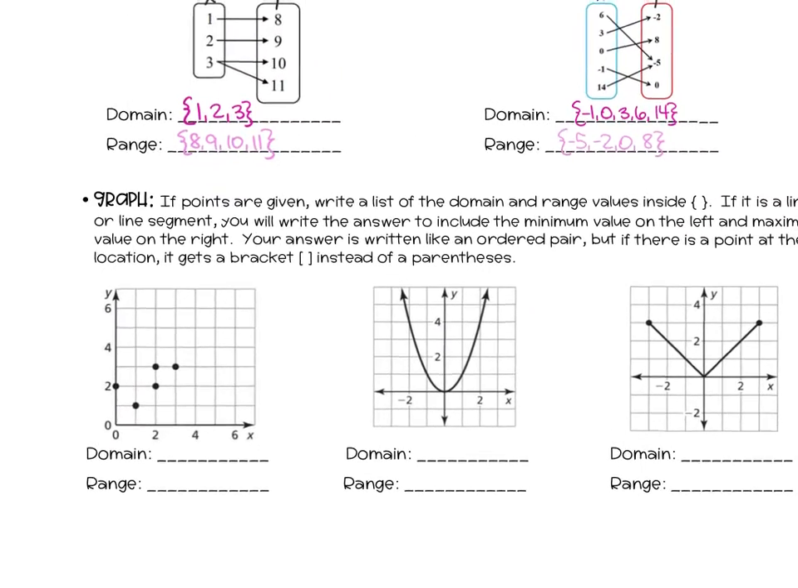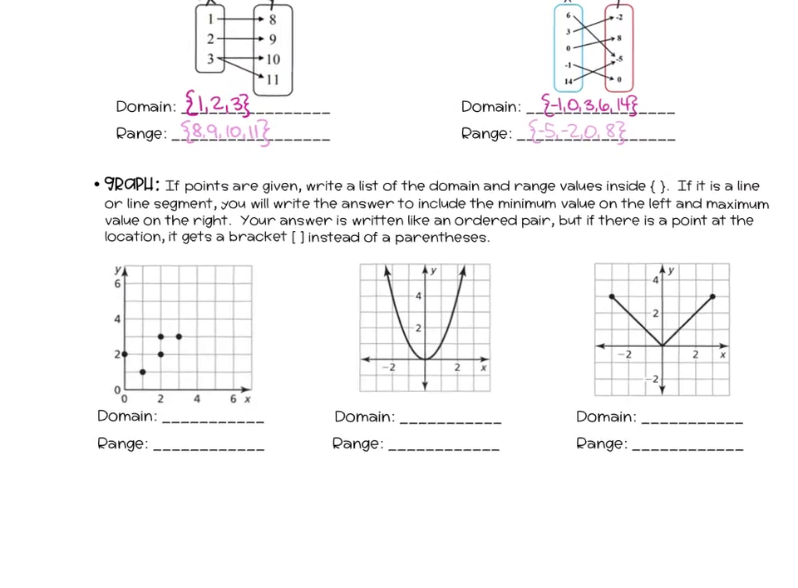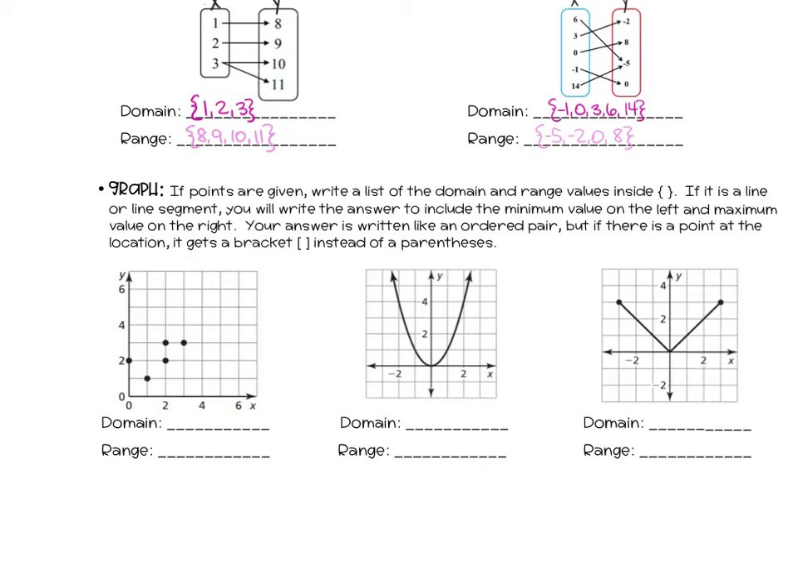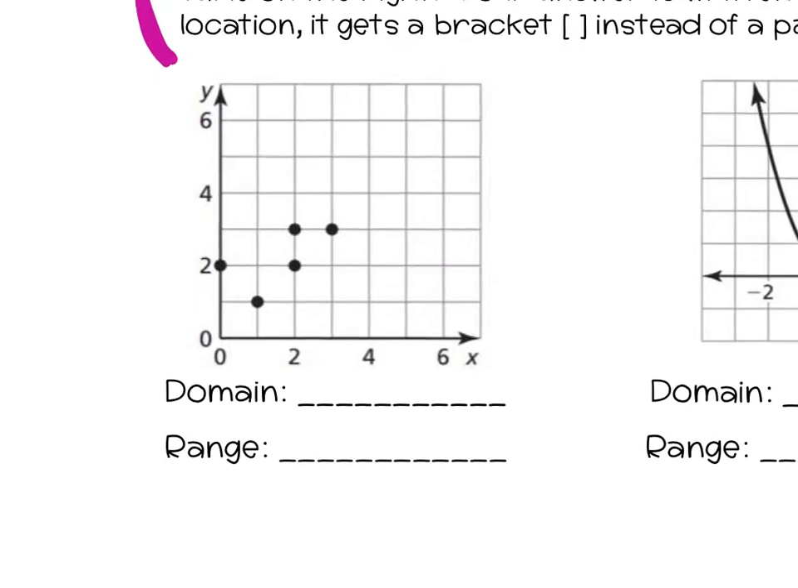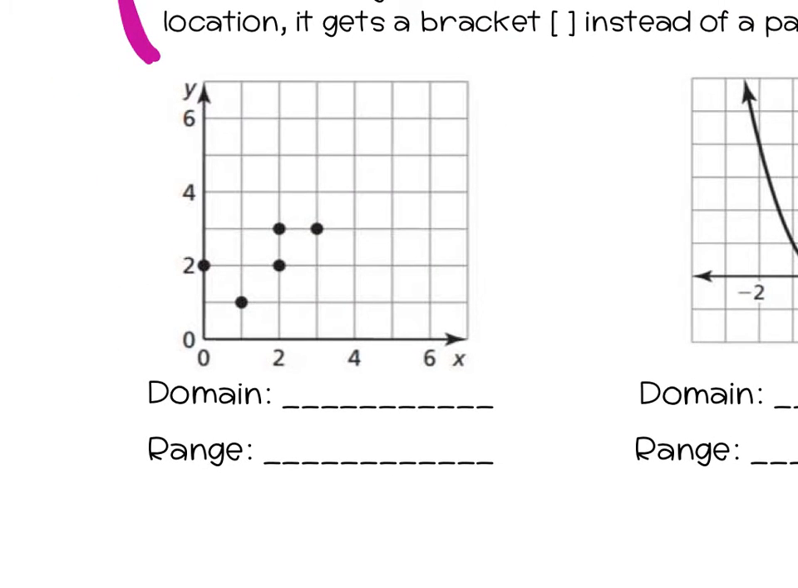Okay. All right, the graph part, you might have to reread this part here quite a bit today because the graphs can be a little tricky, just because there's a lot of different options on how you're writing it. So if points are given, write a list of the domain and range values inside brackets. So let's just start with that. So this one, these are just points, okay? The best option for you may be to write them as ordered pairs or in a table format, either way. So I'm going to do a table and do x, y.